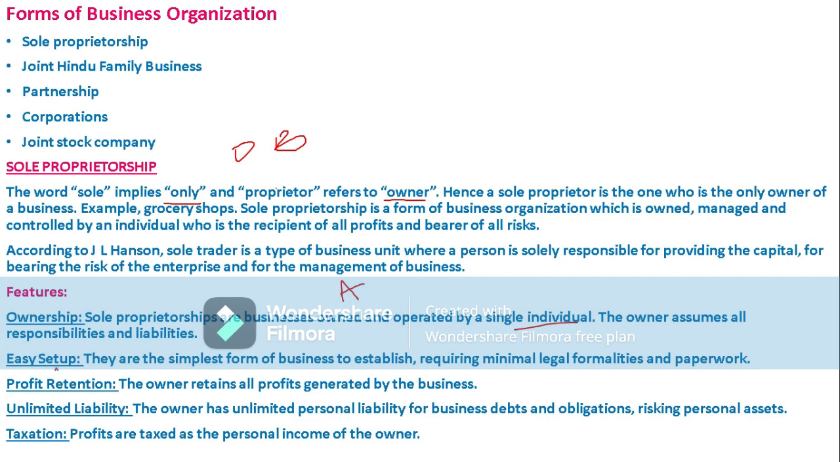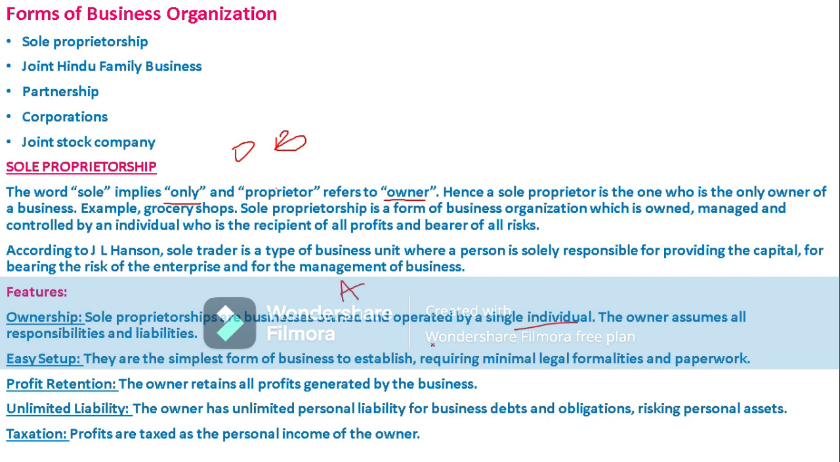Coming to the second one, easy setup. Why is it an easy setup? It doesn't need any legal documents or any legal setup. If a person wants to start a business, he can simply establish it with minimal legal formalities and paperwork, and that too for some businesses only. If we want to keep a small retail pawn shop, for example, it doesn't require any paperwork or anything.